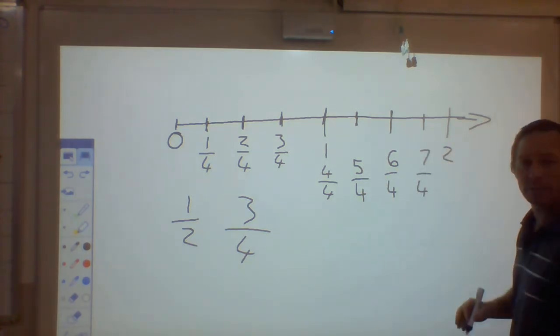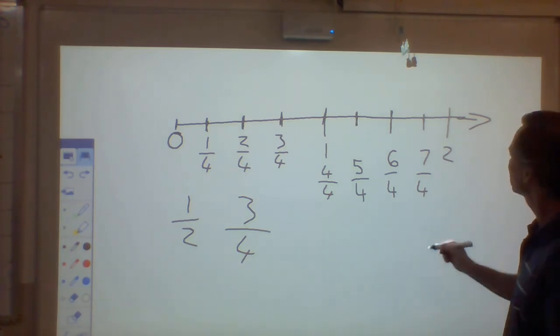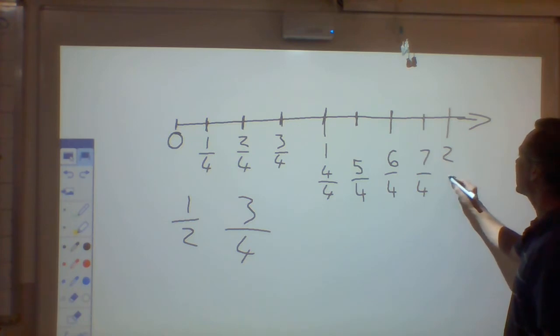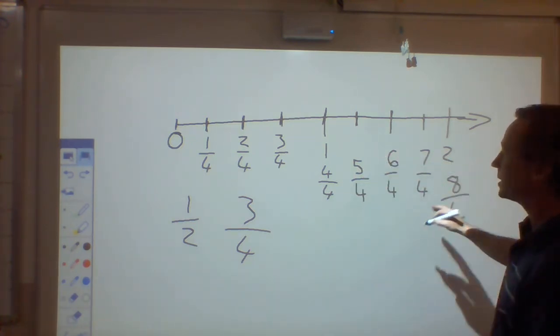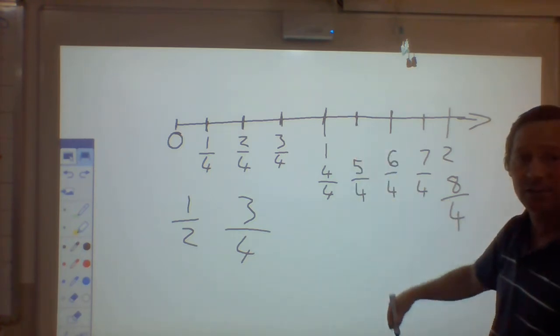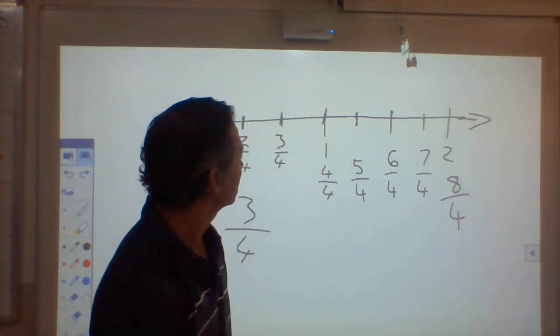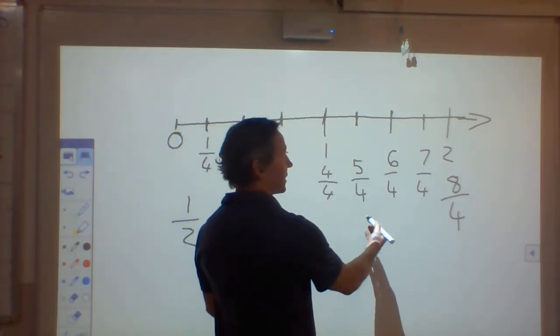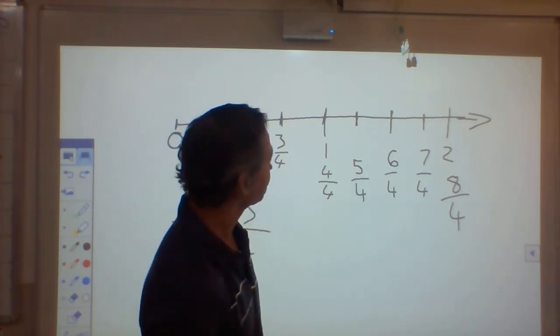So what do you think would be 2 wholes? How many 4ths or quarters would I have? The pattern continues to be 8/4. So once the numerator becomes greater than the denominator, you have what is known as an improper fraction. Another way you can turn it around is to change it back into a mixed fraction.